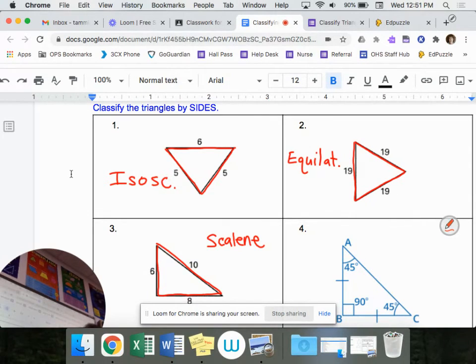And we have 2 congruence marks. We have this one through one of the sides and this one through one of the sides. So we have 2 sides that have congruence marks. That means that this side and this side are the same as each other. They're equal. So we have 2 sides the same. So that's going to be isosceles.